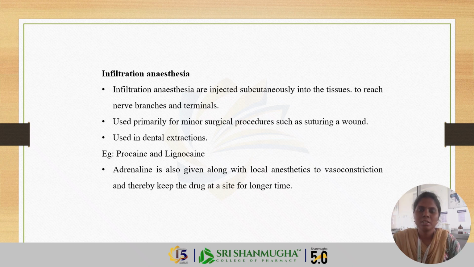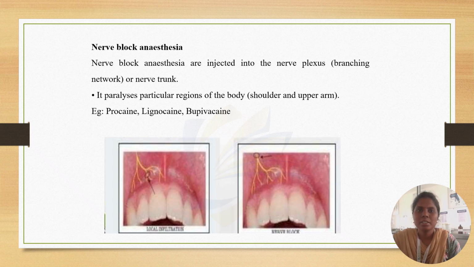Adrenaline is often used to produce vasoconstriction and prolong the drug's action at the site. The third one is nerve block anesthesia. In this method, the anesthetic is injected near a nerve trunk or plexus. It will produce loss of sensation and muscle function in a specific region, such as the shoulder or upper arm. Examples for nerve block anesthesia include procaine, lidocaine, and bupivacaine.